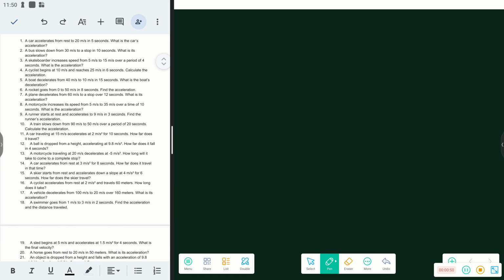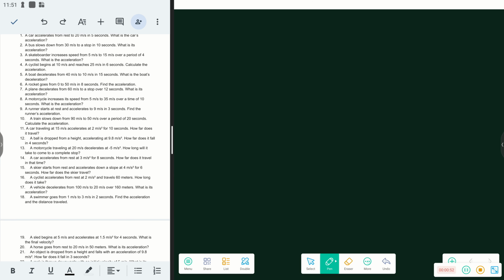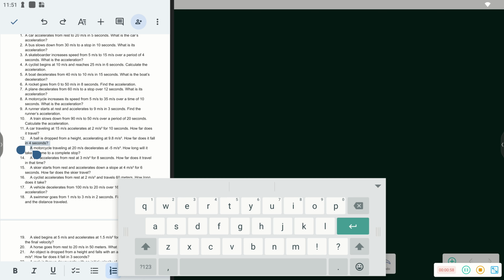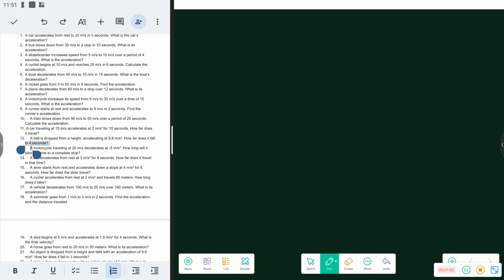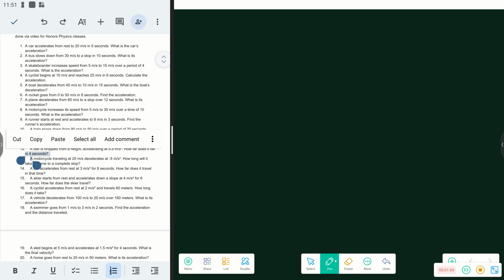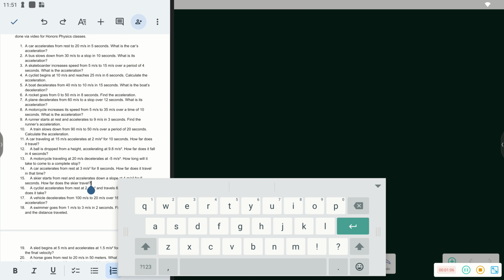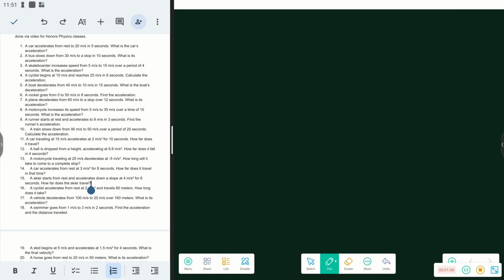Okay, so the first problem says a car accelerates from rest to 20 meters per second in 5 seconds. What is the car's acceleration? So let's talk about this. A car accelerates from rest to 20 meters per second in 5 seconds.